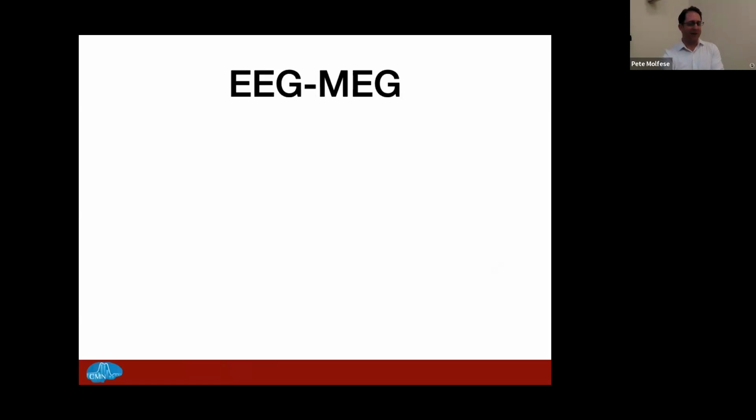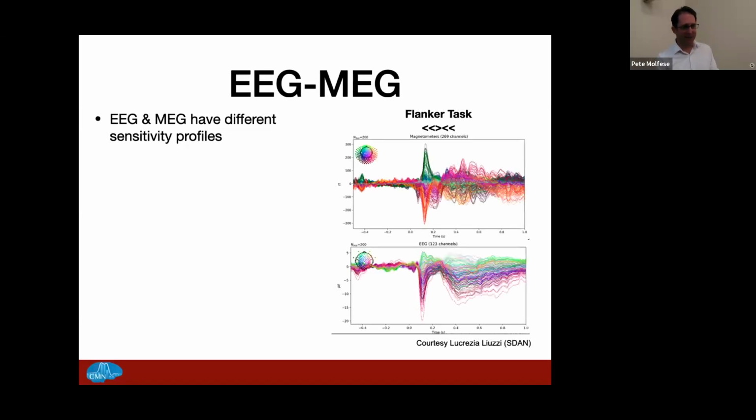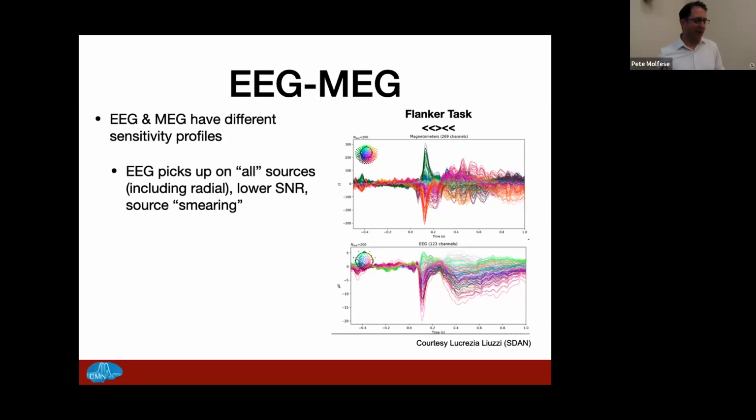Same thing can be said about EEG and MEG. And you might say, well, EEG and MEG are similar, or very, very similar. It turns out that they are similar in many, many ways, but they do have different sensitivity profiles, so to speak. So here is that same flanker task in MEG at the top and EEG at the bottom. These are evoked averages. And it's important to note that EEG picks up on all of the sources, I'm doing air quotes for people. Oh, I guess you can see me on the camera. All of the sources, including radial sources in the brain, but it has lower SNR than MEG.